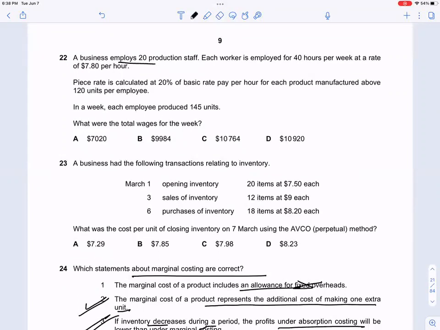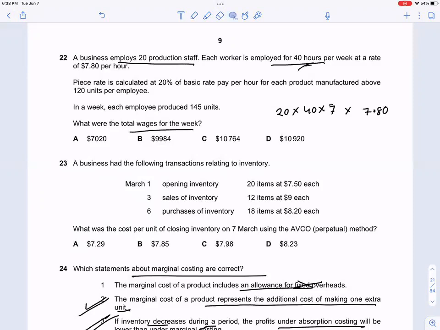Business employs 20 production staff. Each worker is employed 40 hours per week. Total wages for the week I want. 20 staff, 40 hours per week. In a week, how many days? In a week, there are 7 days. And what is the rate per hour? Rate per hour is 7.8.